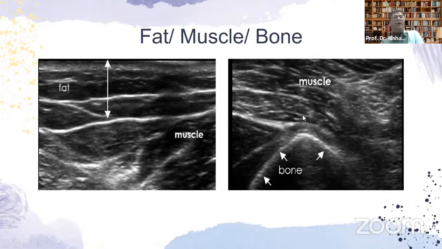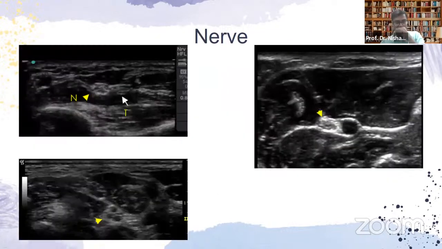Anything which is longitudinal or well-laid fibrils is muscle. Bone is usually hyperechoic, and you see a black shadow below the bone.